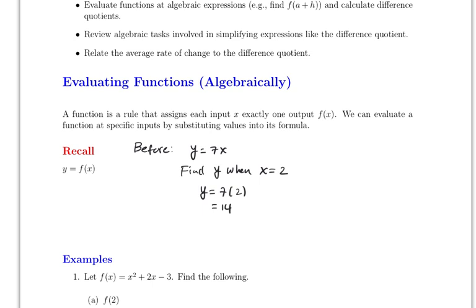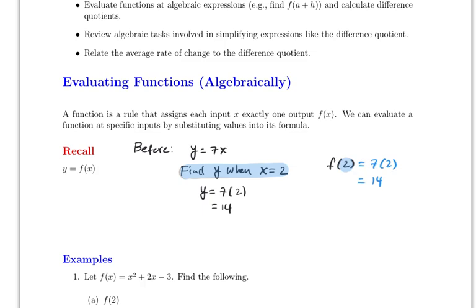So the advantage of this notation is that instead of saying find y when x is 2, all you had to do is write this. You say f of 2. So this is equivalent to this. So f of 2 is equivalent to saying find the value of y when x is 2. And actually you need to know that that's what it means. That's the whole point, okay? So that makes life easier. And then the answer is going to be the same. It's still going to be 7 times 2, and then this is 14, okay?